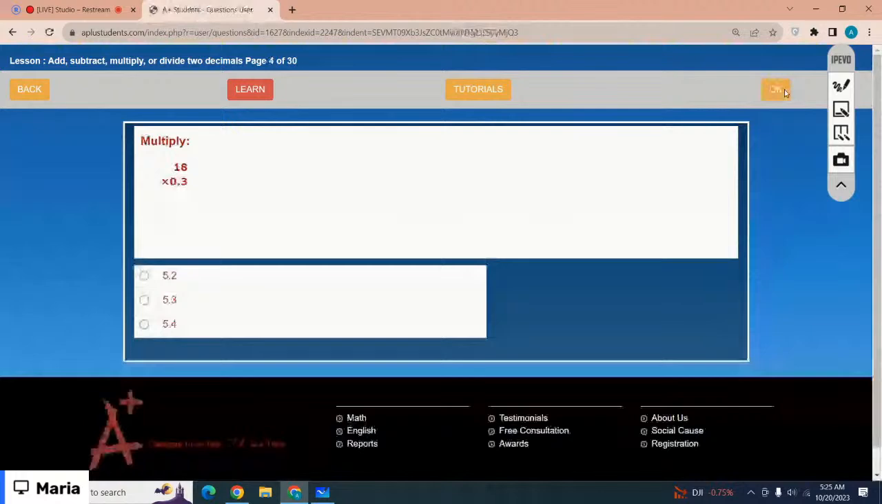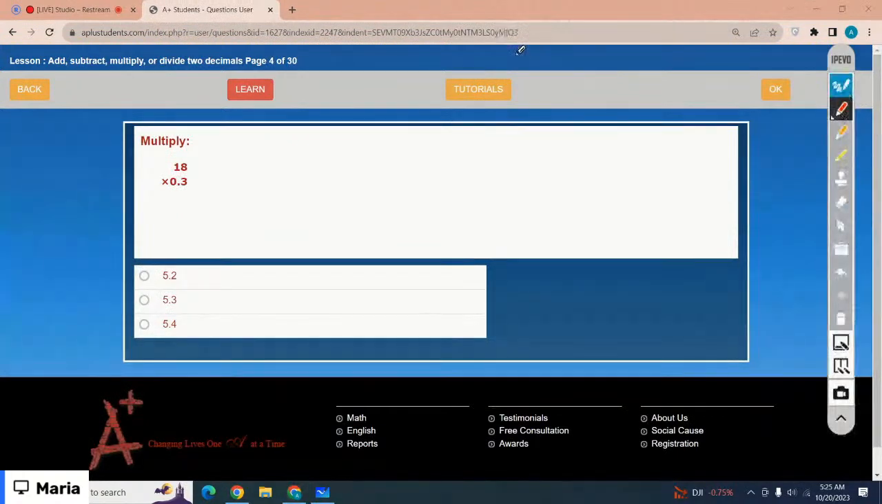Okay, 18 times 0.3, which is the correct option? Let's just multiply without the decimal point, right? That is 18 times 3. 3 times 8 is 24, 4 and 2 carry, 3 times 1 is 3 and 2 is 5, 54. You have to put the decimal point after one digit, so that would be 5.4. The correct option is 5.4.